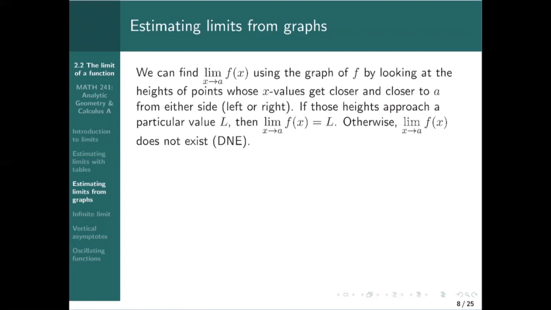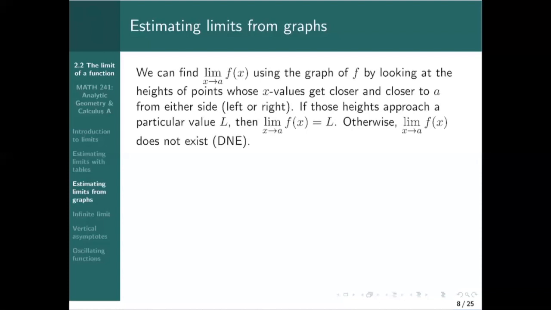In general, we can find the limit of a function as x approaches a using its graph by looking at the heights of points whose x values get closer and closer to a. And it can be from either side, either from the left or from the right. If the heights of the graph approach a given number L, then we say that the limit of the function as x approaches a is equal to L. Otherwise, we say that the limit does not exist, and we write DNE for short.